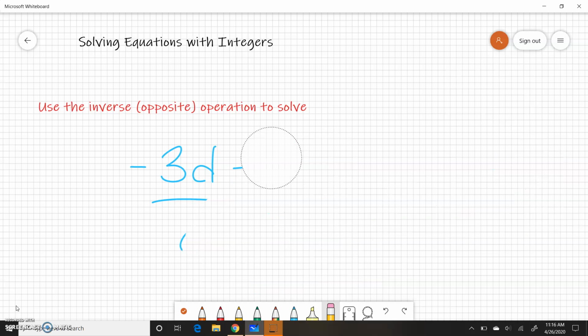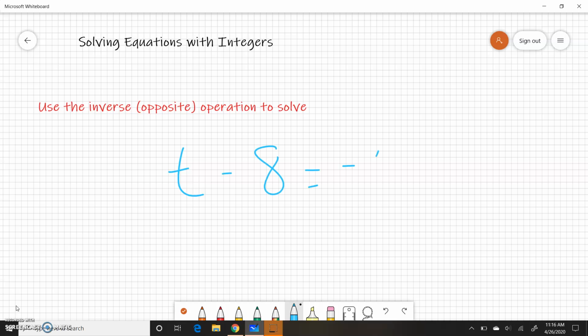I'm going to do 2 more examples here. You might have t minus 8 equals -42. Okay, so my question shows subtraction. So the inverse or the opposite of that is addition. So it's going to be t equals -42 plus 8.